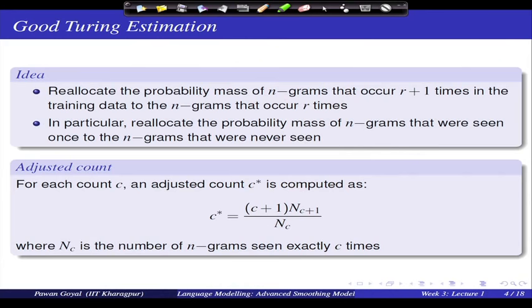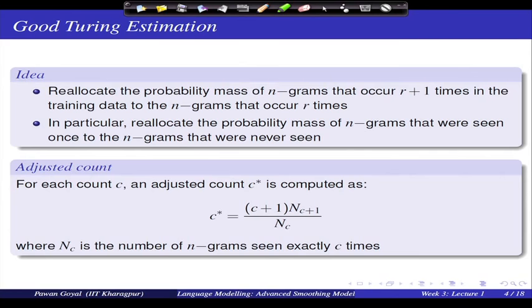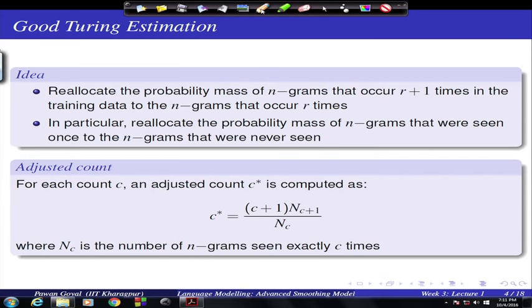In particular, reallocate the probability mass for n-grams that were seen once to those that were never seen. Now we should see formally what will be the effective probability mass and count that we get by this Good-Turing estimate. Suppose I want to find out, for words that occur c times, what will be the effective adjusted count after applying the Good-Turing estimate? How do we define that?